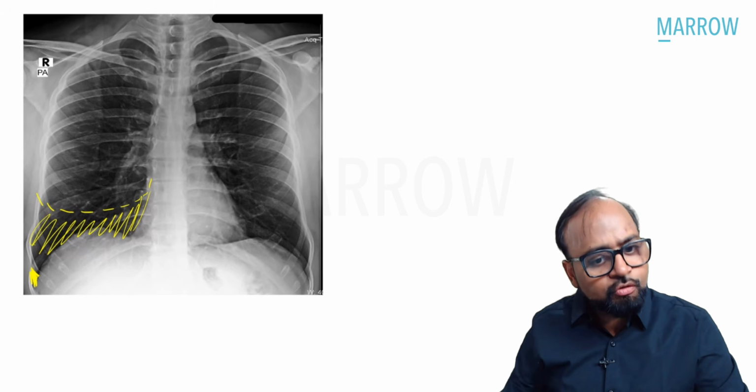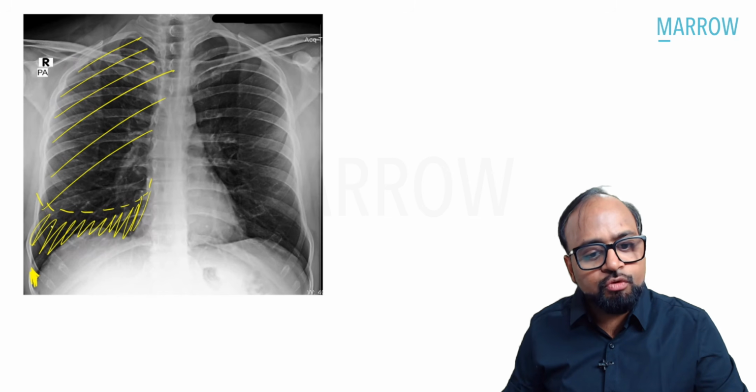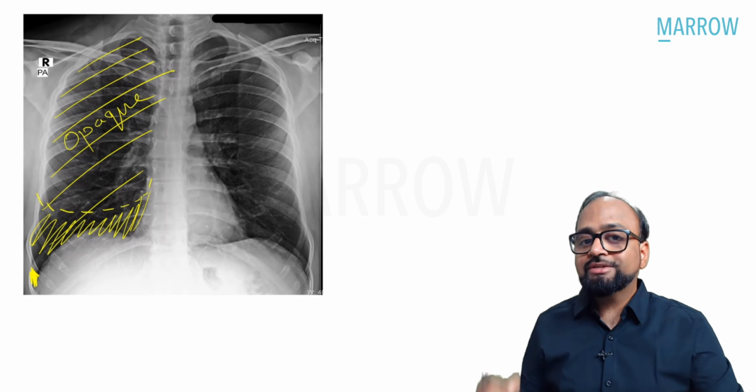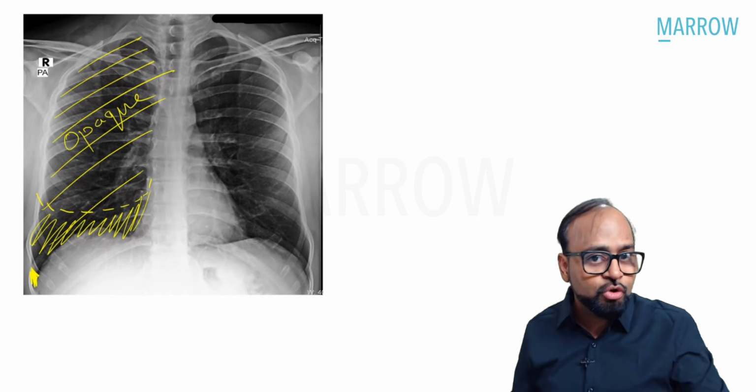If there is a large amount of fluid, it would fill up the entire hemithorax. The hemithorax would be completely opaque. This is called opaque hemithorax. In the given radiograph, it was dense, but it was not opaque.